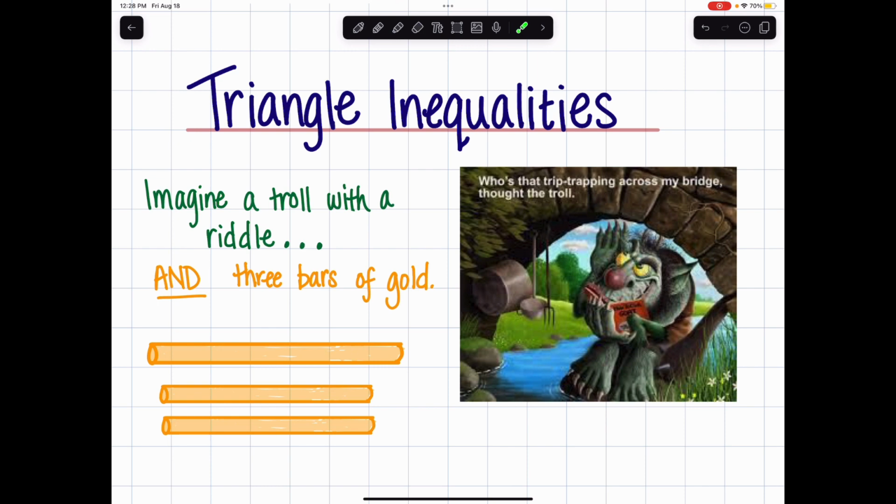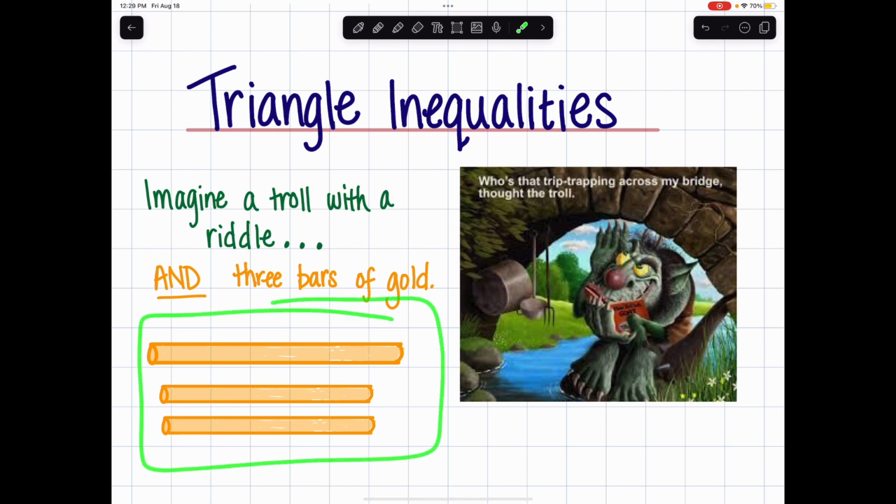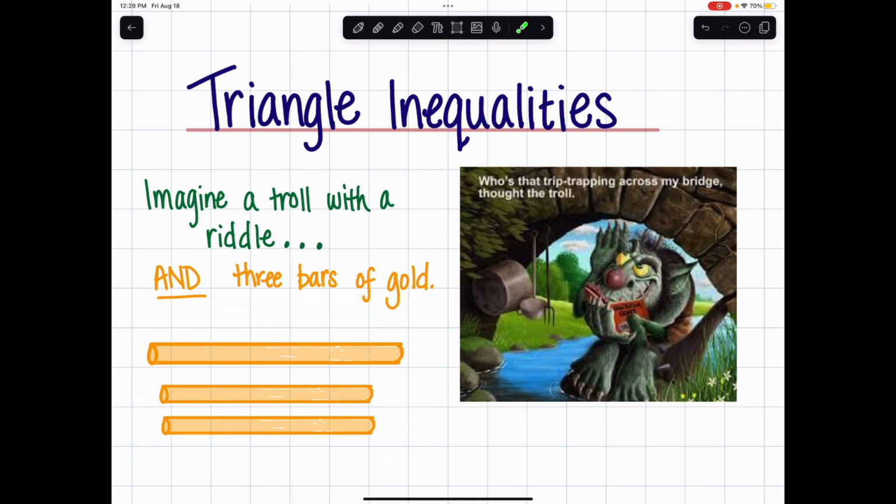This troll has 3 bars of gold. And we don't know, he doesn't tell you, because trolls are kind of iffy this way, the length of the sides. So we don't know how long these lengths are, but maybe he has one long one and maybe he has 2 shorter ones. We don't know, but it could be like that.